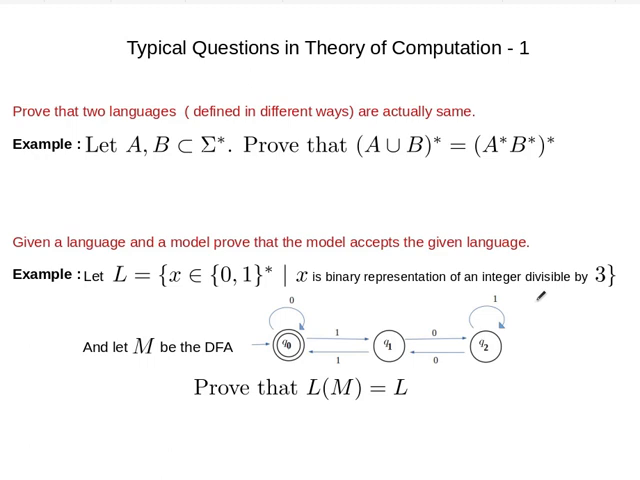So here are some typical examples of problems that we will encounter in our course. For example, in the very first lecture we talked about this Kleene star. So these stars are Kleene star. If you forgot the definition, then go back to the first lecture and see the definition.